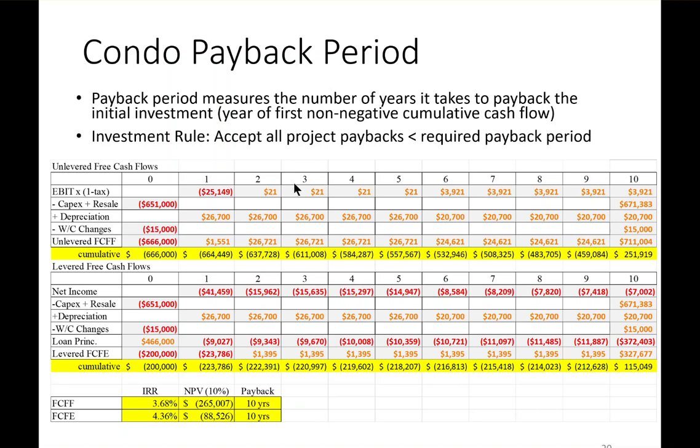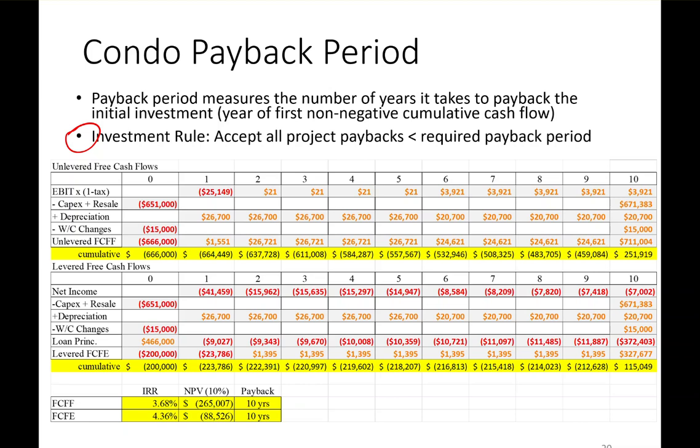Remember, payback period is the number of years it takes to break even. It's the first non-negative cumulative cash flow. And as an investment rule, what you would say is I would accept any project in which its actual payback period is less than any required payback period. So say we specify that we want to be paid back within 8 years, and we would go ahead and compute it. And if it's less than 8 years, you would accept.